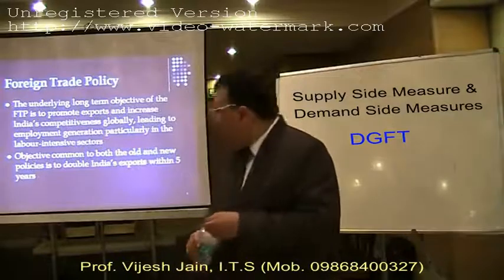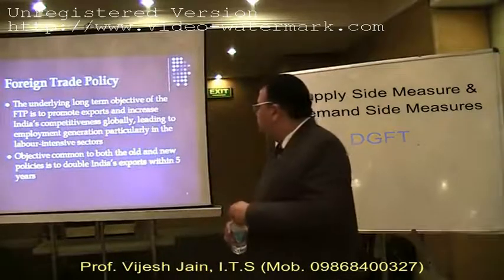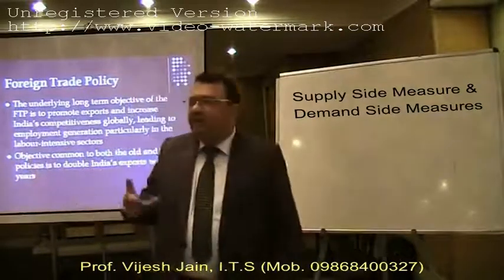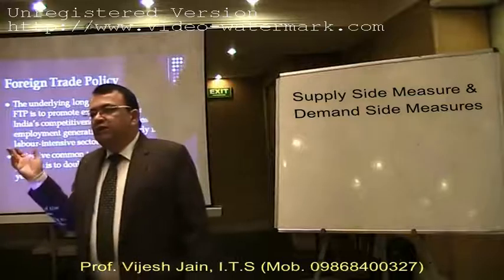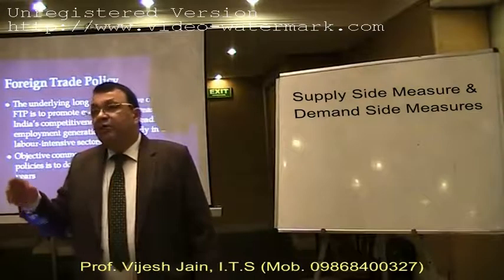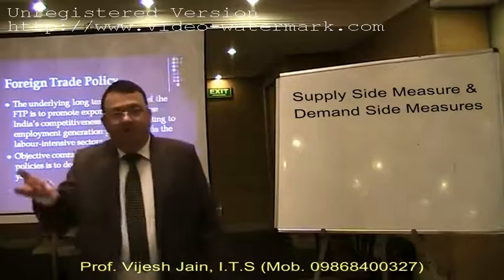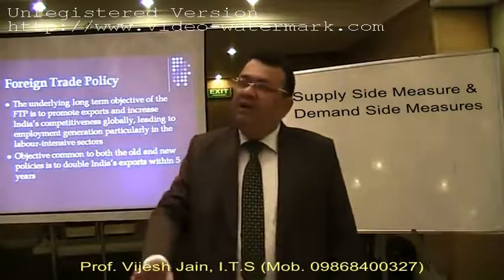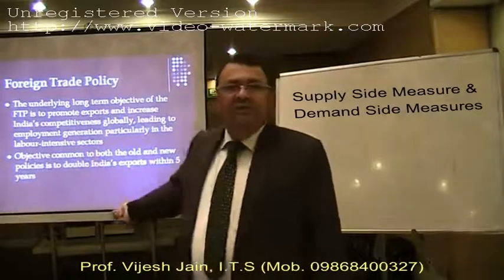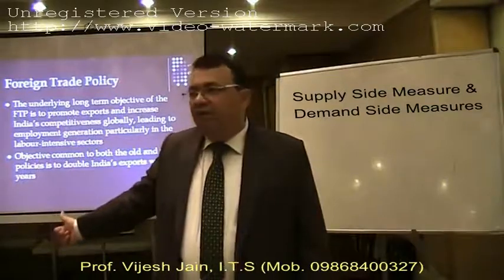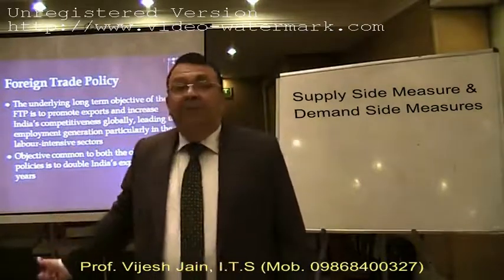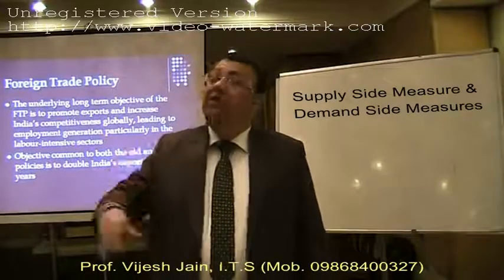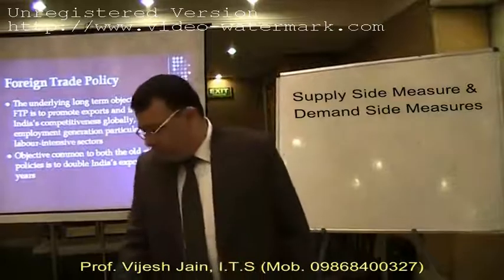So, the objective common to both the old and new policies is to double India's exports within 5 years. They always say this, and they have succeeded also, because in 2009 India's share of exports was less than 1%. Now it is 1.7. So they have been successful. In 2009-14, they were able to double the share of India's exports in world trade. But personally, I feel that in the next 5 to 10 years, our share will increase exponentially. It will increase drastically.